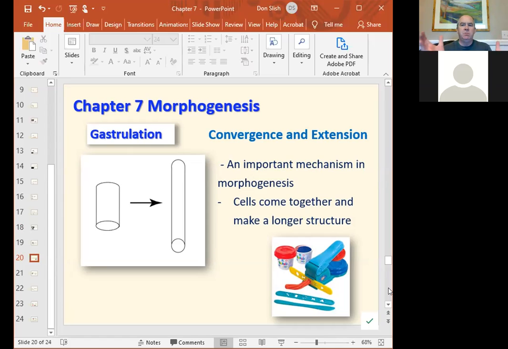It happens with the epiboly, but it's more important with the gastrulation movements. The best way to think about convergence and extension is like clay. You've got a round cylinder of clay, you put it on the table and roll it, and it spreads out. You've got the same clay molecules, but now instead of being in a little cylinder, they're in a long tube. Another way of looking at this is extrusion.